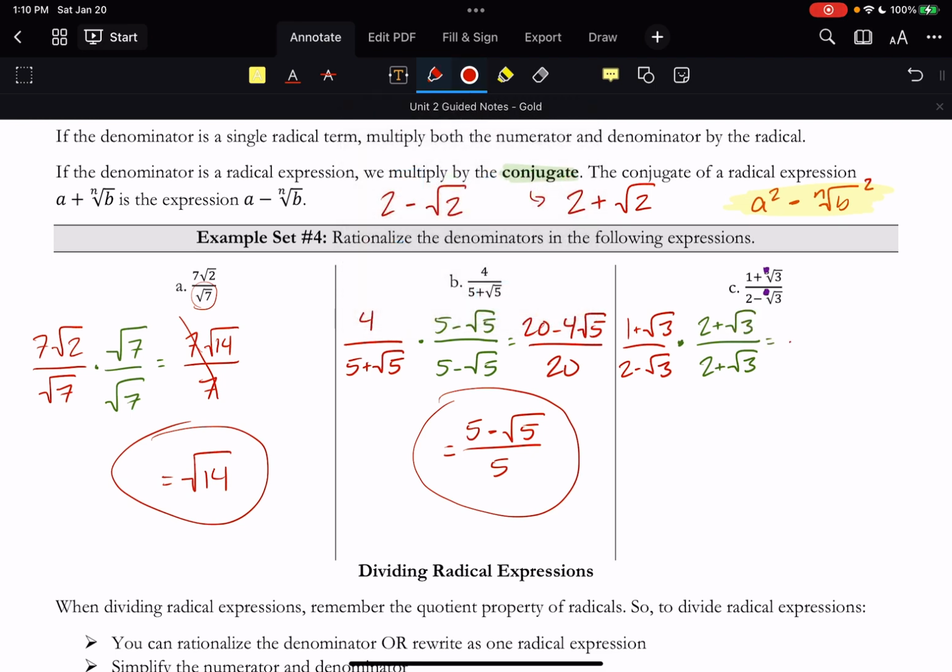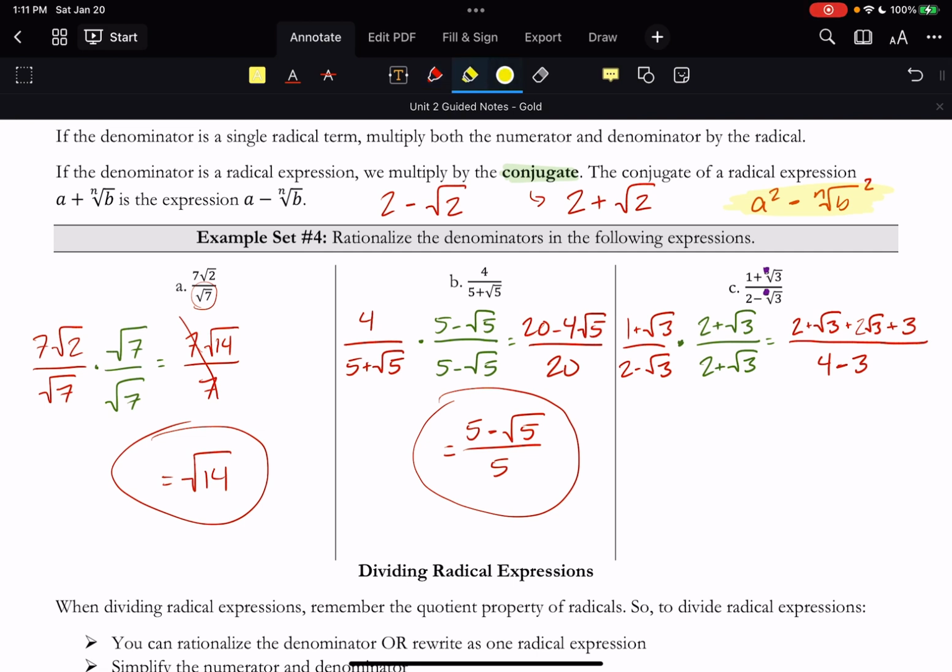Okay. And so now in my numerator, I have to FOIL it out because there's no other way to multiply this. So 1 times 2 is 2. 1 times the square root of 3 is the square root of 3. Plus 2 times the square root of 3. And then plus the square root of 9. My last term, the square root of 9, we know is 3. And then I'm working with that conjugate trick. So 2 squared is 4. And then the square root of 3 squared is going to be minus 3.